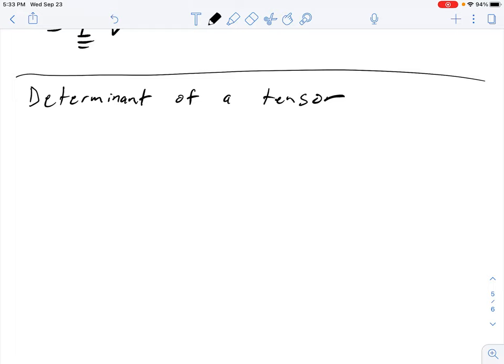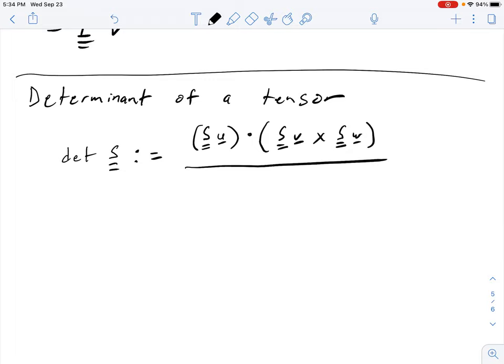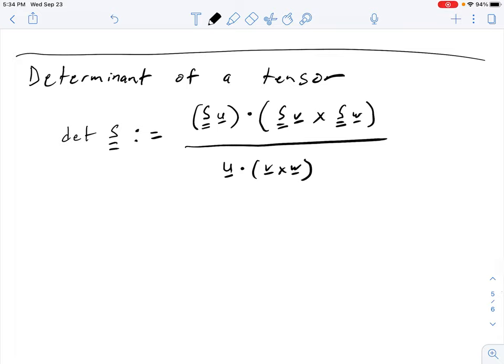We're always going to be concerned with R3 unless we're talking about the space of solutions to the differential equations that we're going to set up. At any rate, you don't really need to worry about defining the determinant of tensors in arbitrary vector spaces. So one definition that works for a three-dimensional vector space equipped with a cross product is that the determinant of a tensor S is defined to be the ratio of SU dot SV cross SW over U dot V cross W, whenever U, V, and W are a basis.